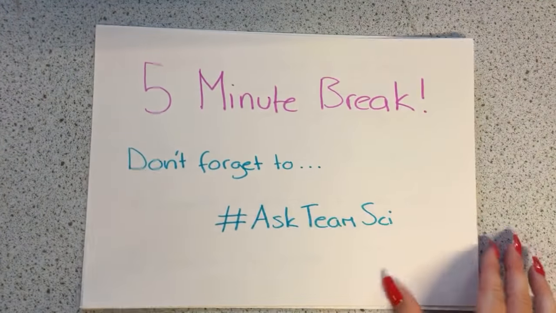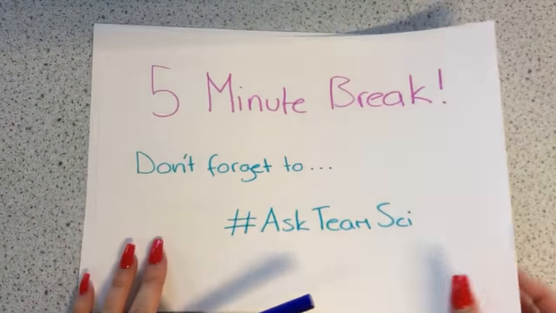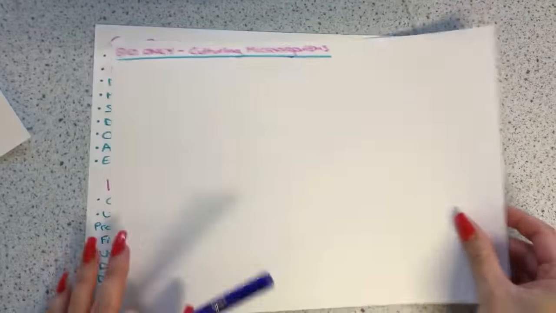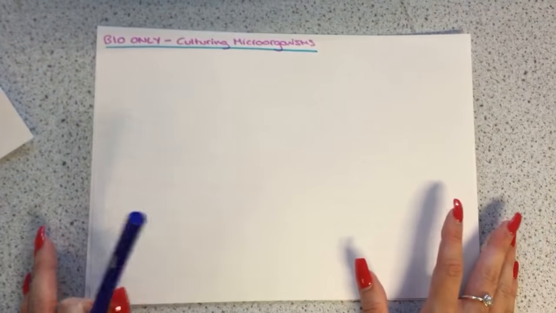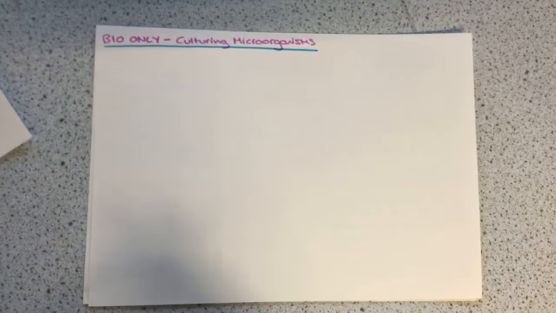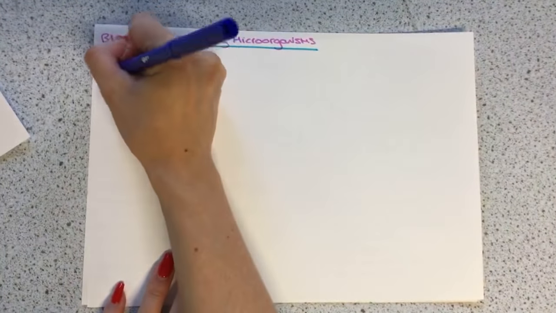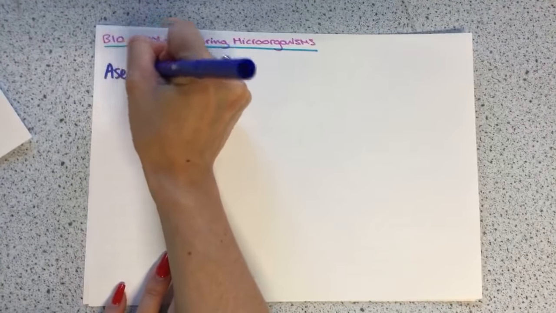Right, okay, so set 1 only stuff. Just move these out of the way. First of all, obviously this won't necessarily flow in a correct order because it's all just from either spec 1 or spec 2 randomly. So, culturing microorganisms, this is about aseptic technique.